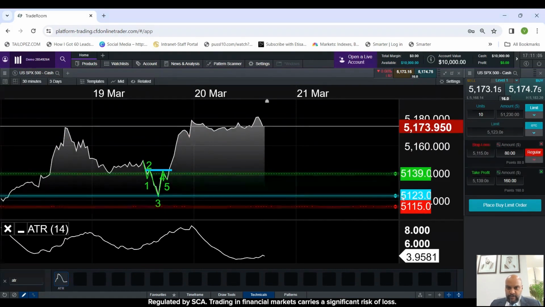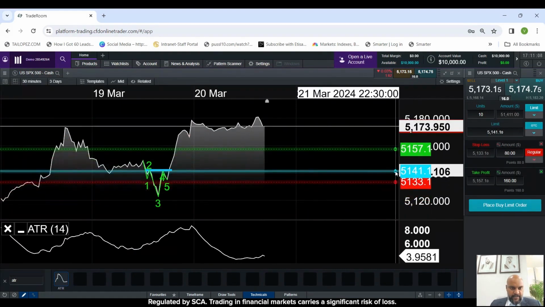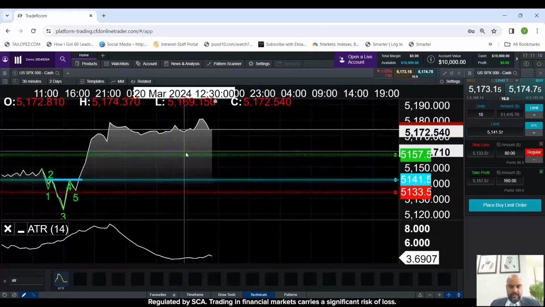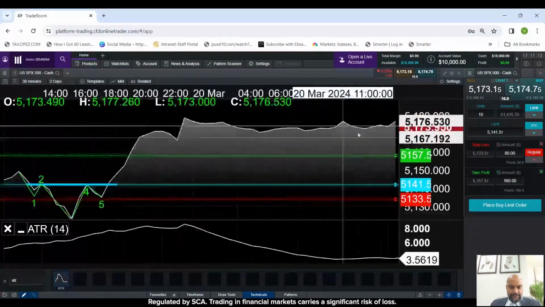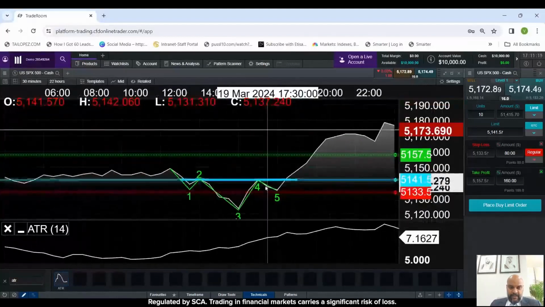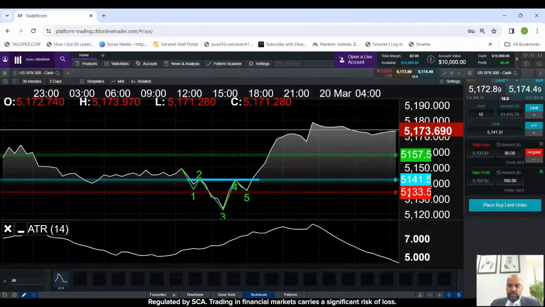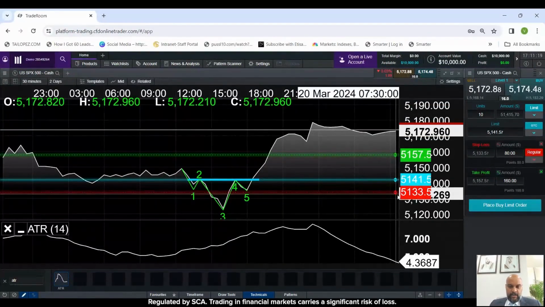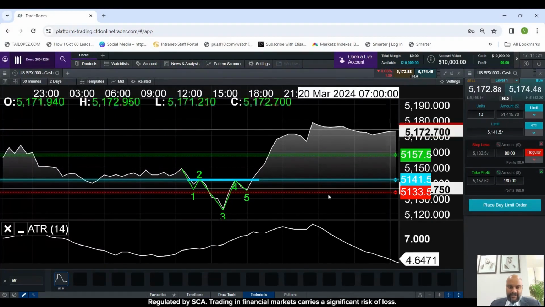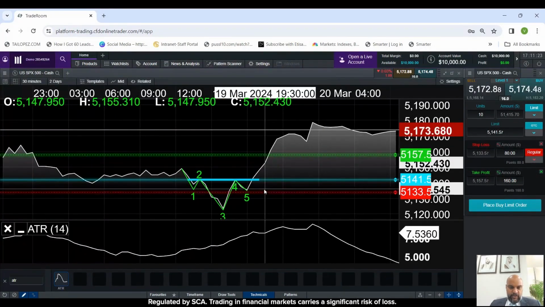My entry point would be at the breakout of the shoulder. Let me zoom this in over here. Sorry, breakout of the neck. Now, when I used my stop loss, I did not use ATR. Still, the price was way below the shoulder.